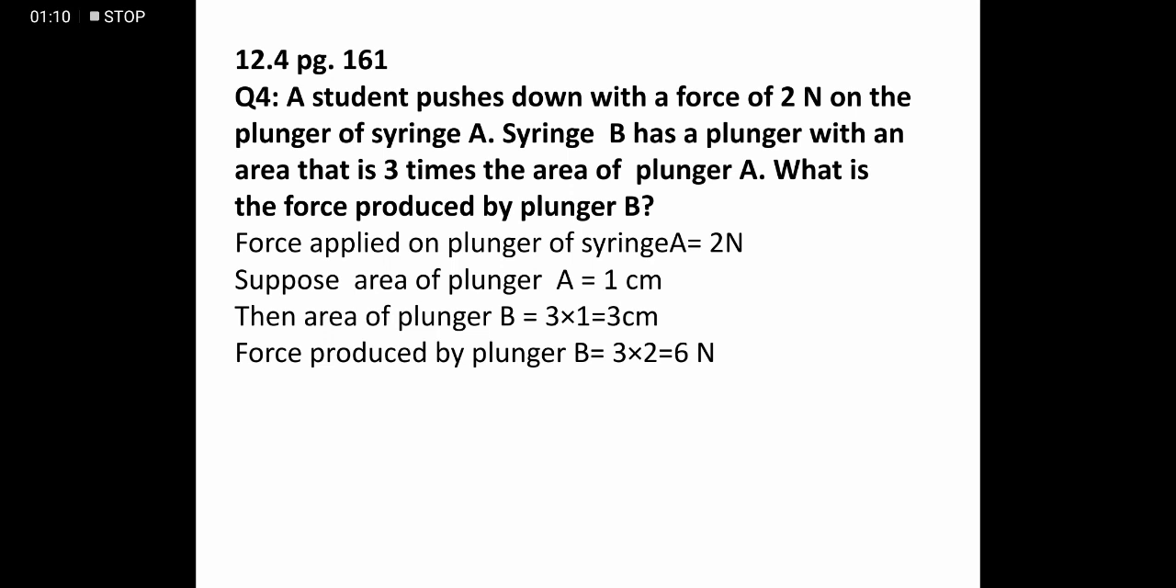Force produced by plunger B is equal to 3 multiplied by 2. How is it 3 multiplied by 2? As the formula of the force is: force is equal to pressure multiplied by area. So 3 multiplied by 2 is equal to 6 Newton.